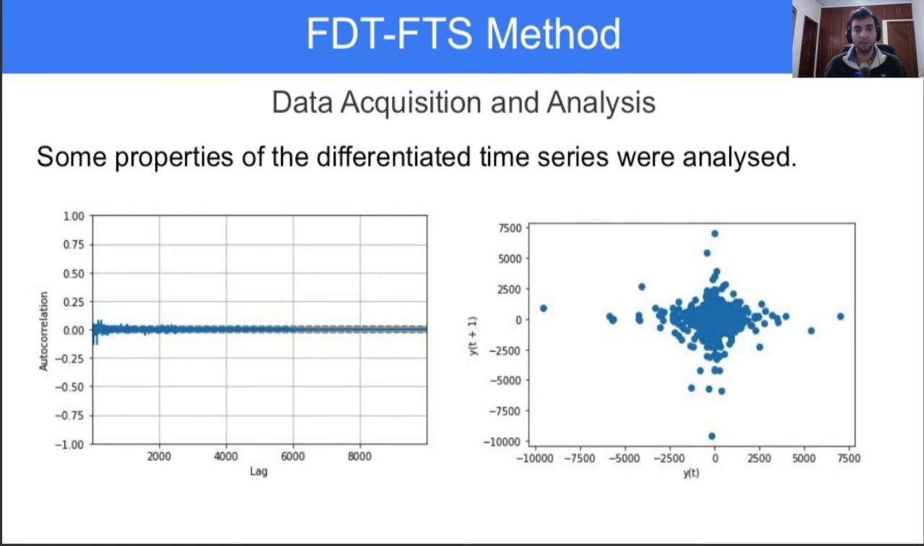Here we have a sort of data analysis. We can see that in these two figures, the linear autocorrelation is weak or non-existent. That is interesting because some kind of non-linear autocorrelation can be captured by the method.